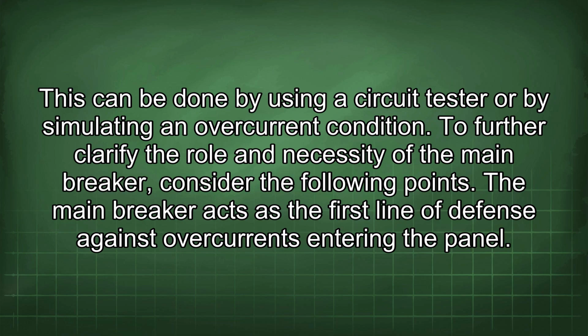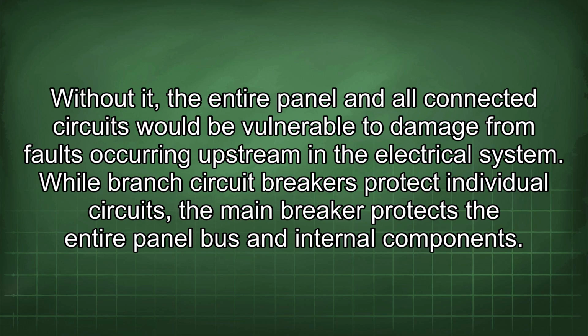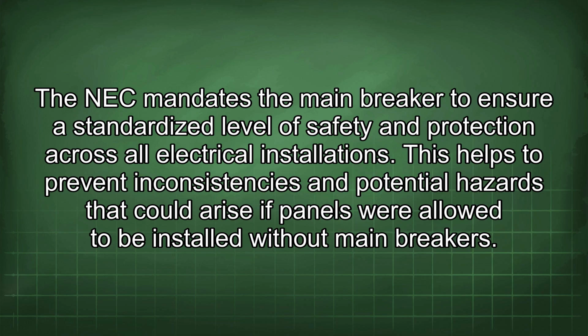To further clarify the role and necessity of the main breaker, consider the following points. The main breaker acts as the first line of defense against overcurrents entering the panel. Without it, the entire panel and all connected circuits would be vulnerable to damage from faults occurring upstream in the electrical system. While branch circuit breakers protect individual circuits, the main breaker protects the entire panel bus and internal components. The NEC mandates the main breaker to ensure a standardized level of safety and protection across all electrical installations.